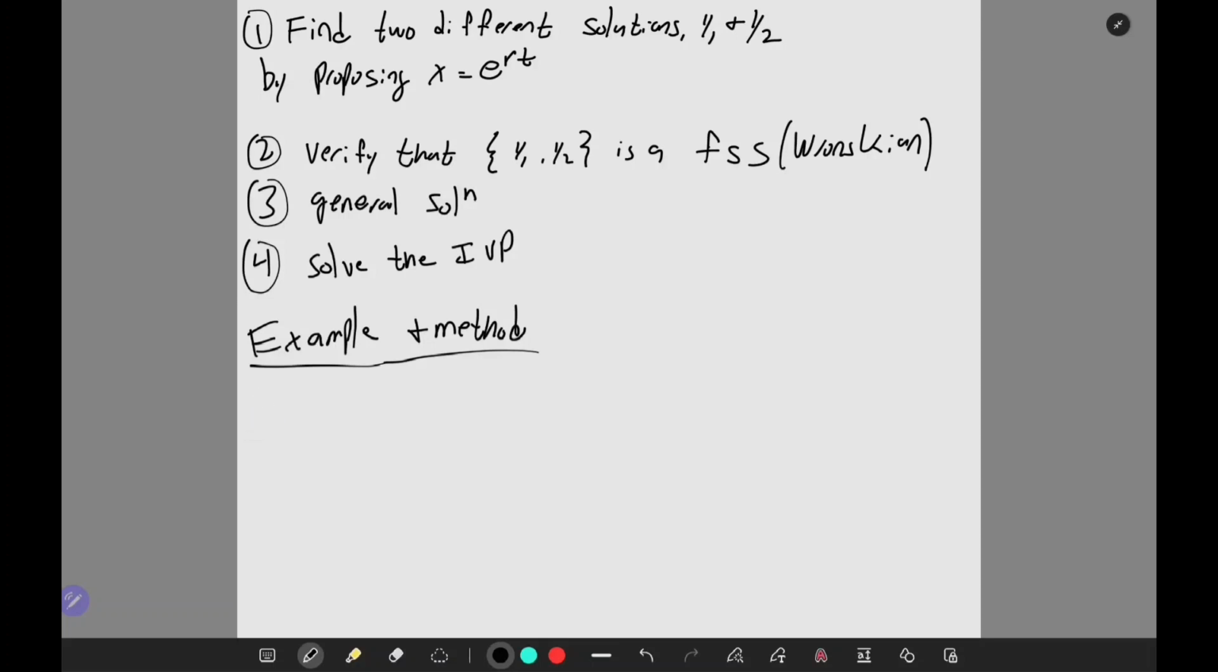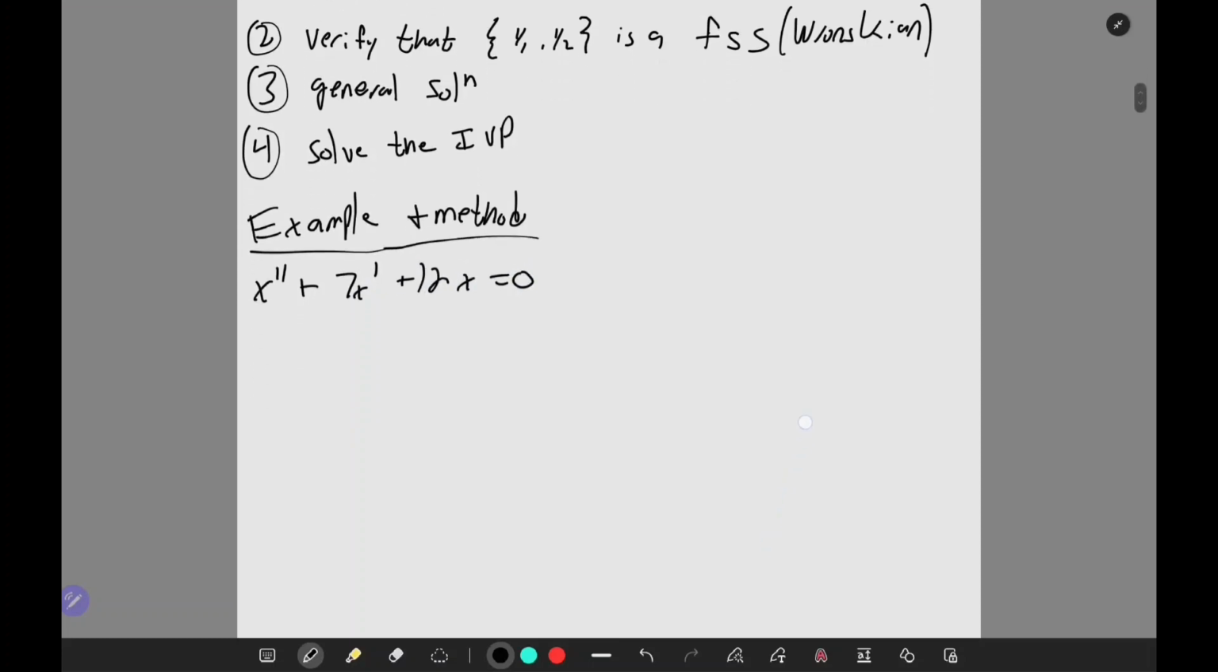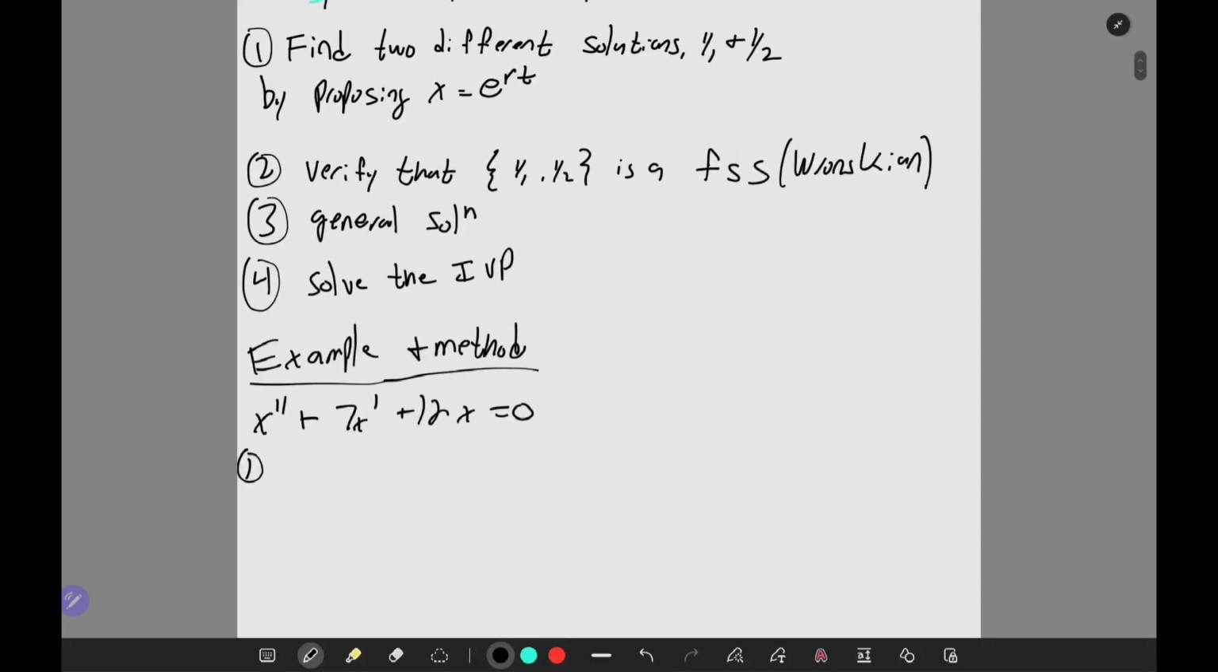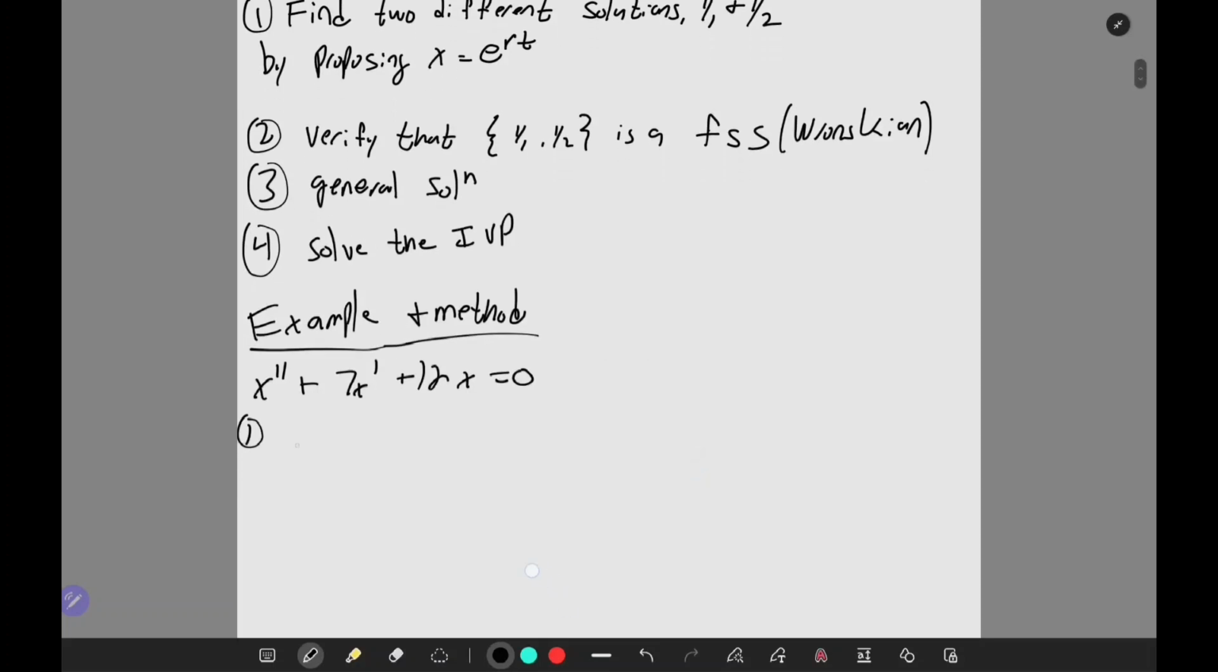So step 1, find two different solutions, y1 and y2, by proposing x equals e to the rt. Oh, I forgot to write down the problem. So the problem is x double prime plus 7x prime plus 12x is equal to 0. This is the exact same thing we did in the last video.